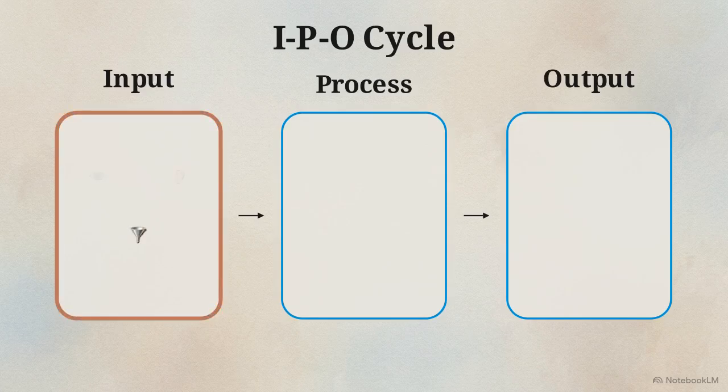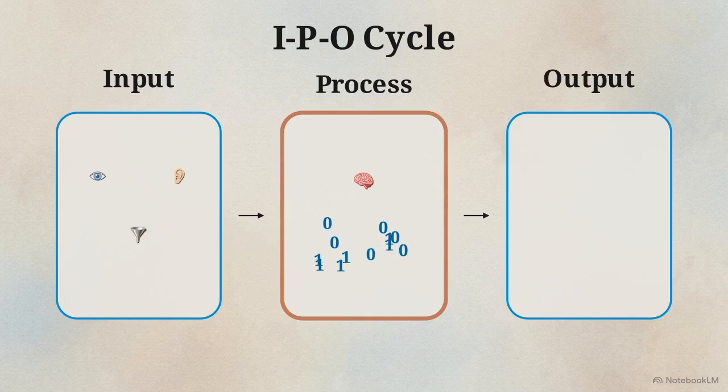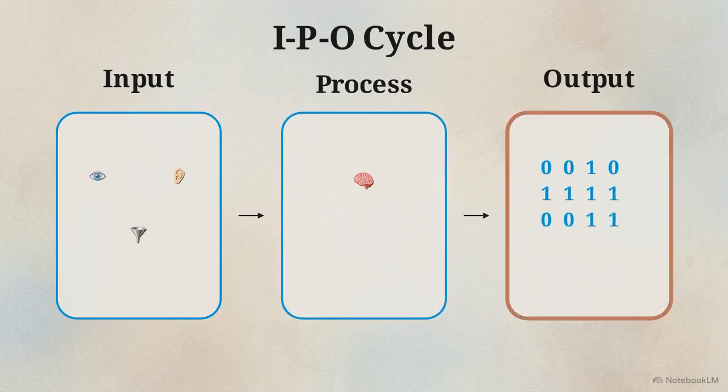You can think of input as the computer's senses, acting just like your eyes and ears to gather information from the outside world. Next is process. This is where the computer takes all that information, thinks about it, and decides what to do next. This step acts like the computer's brain. Finally, we have output. This is the computer's reaction or final result. It acts like the computer's voice or its muscles, carrying out an action for us to see or feel.